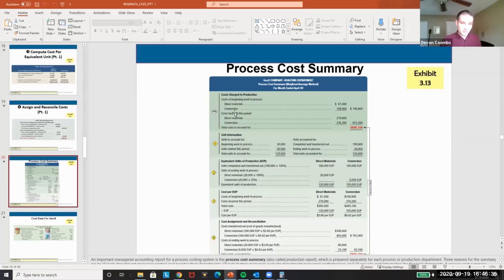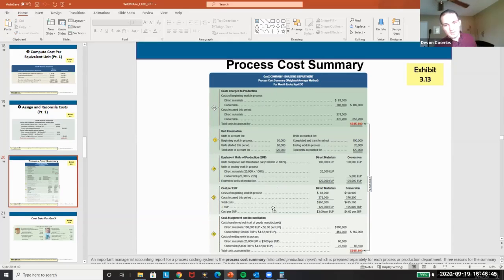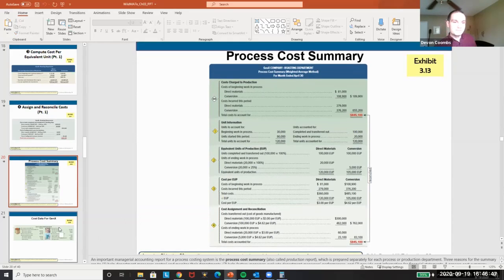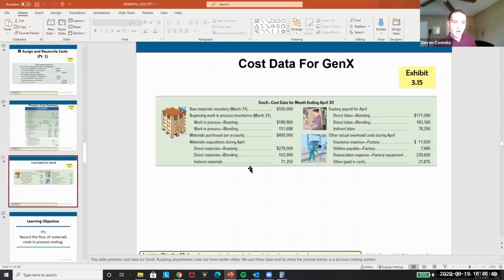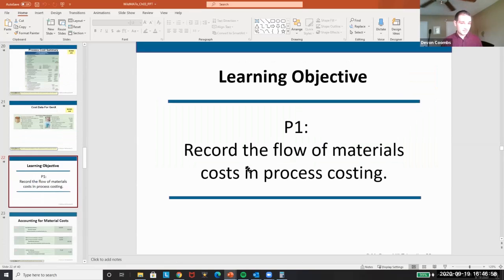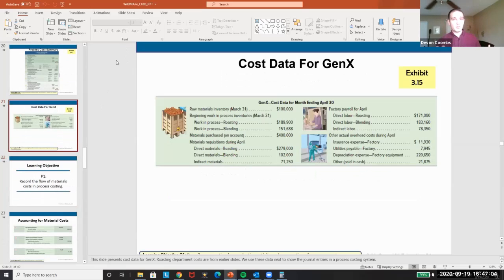We've got the cost we charged, we have the unit information to make sure the total units to account for and the total units accounted for equal each other, figure out that equivalent unit, the cost per equivalent unit, and then reconcile that information out. And then we have this general cost data here that then can be used for management in more detail. So that's the most complex part of process costing. And then we're going to go to the journal entries for all of this next. But these calculations are where the bulk of the work is.